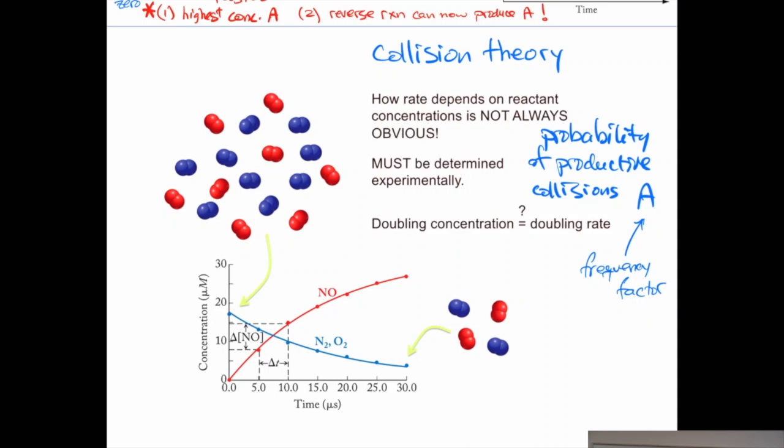Temperature plays a role as well, because the hotter things are, the more thermal energy you have in a system, the more kinetic energy the molecules are going to have. So when they do collide, they have more energy. So obviously temperature plays a role. Activation energy plays a role. We're going to be discussing all of those things.